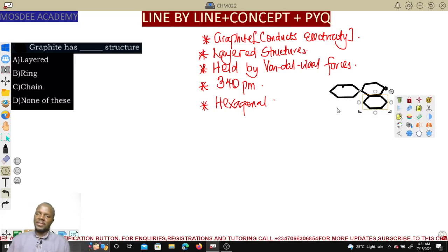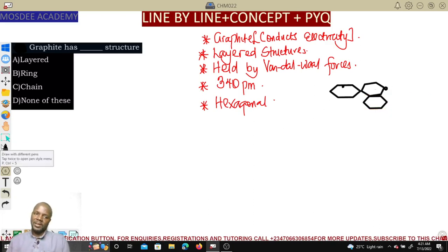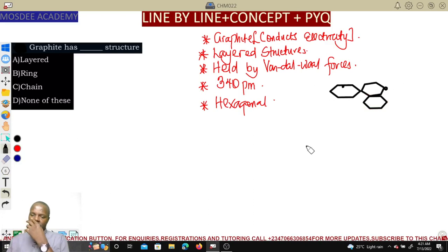It should kiss like that. Then they are arranging that pattern. Because time permits me, guys, I'm sorry, I have to just finish up this thing. So these are the carbon-carbon arrangement. So you can see it's like a hexagon.